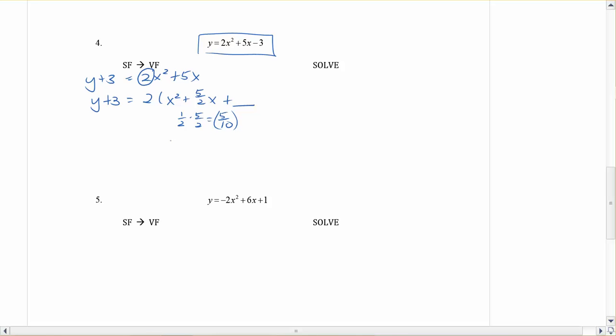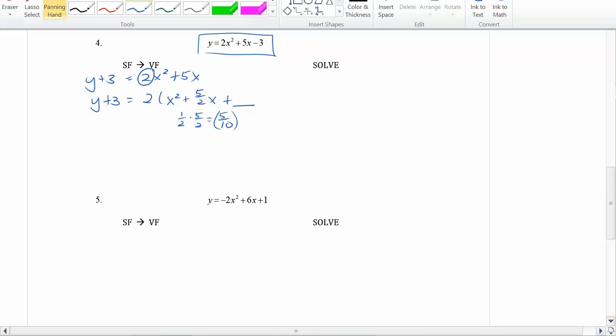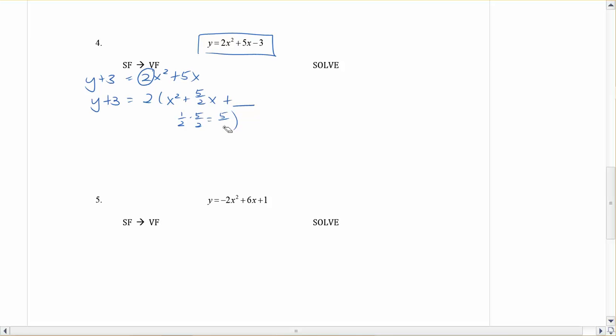All right? And when I have 5 tenths, sorry, not 5 tenths, 5 fourths. Hold on. Let's erase that. Okay, so 5 times 1 is 5, 2 times 2 is 4, so 5 fourths. If I square that so I can get my magic number, I'm going to get 25 over 16.